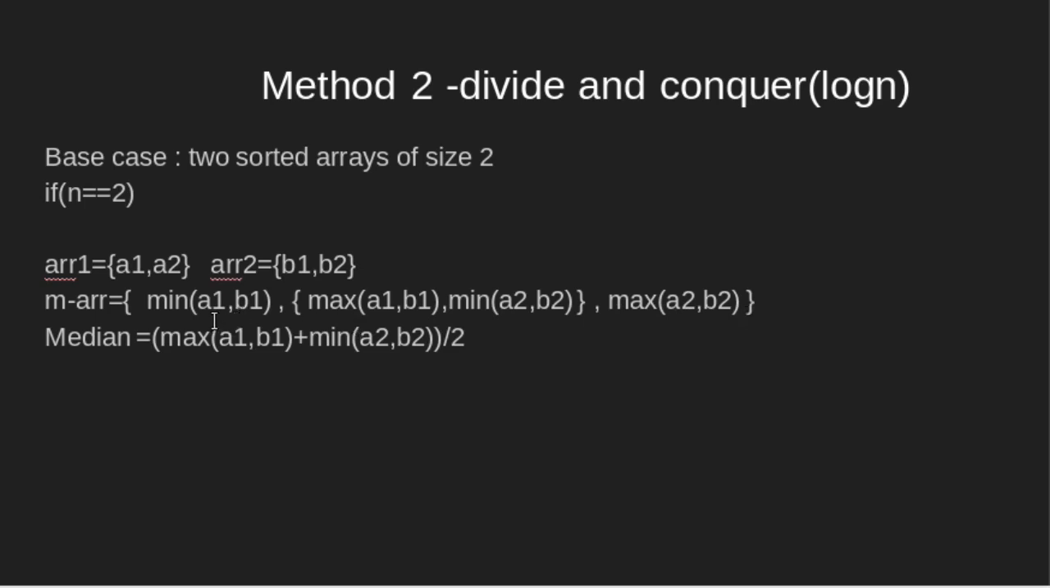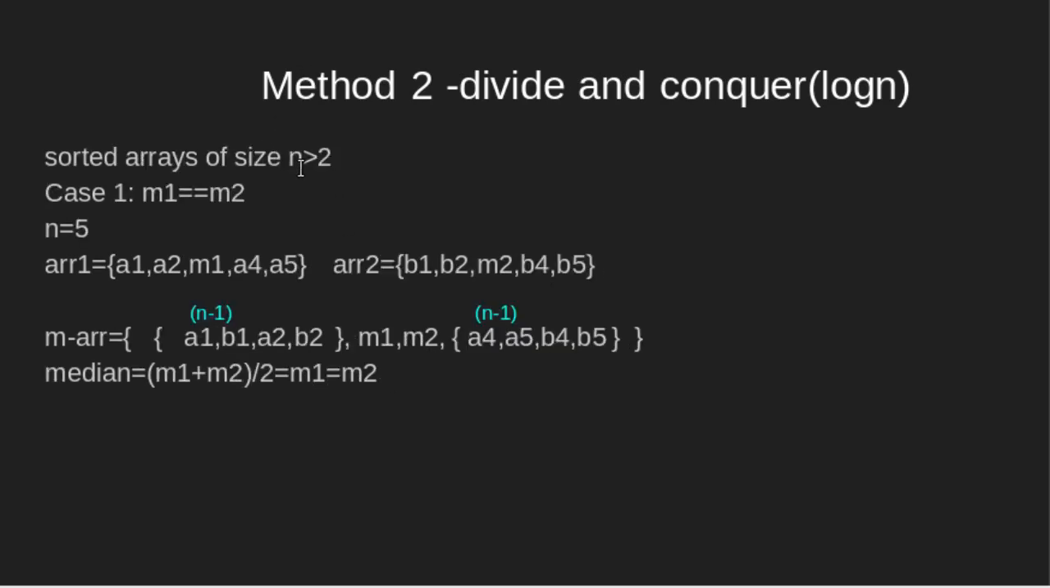Between the first and the last element, the remaining two will be there, which will be the maximum of a1, b1 and the minimum of a2, b2. They both can be in any order, but the median will be the sum of these two elements divided by 2. Therefore, order does not matter. So I have mentioned them in brackets, which means they can be in any order.